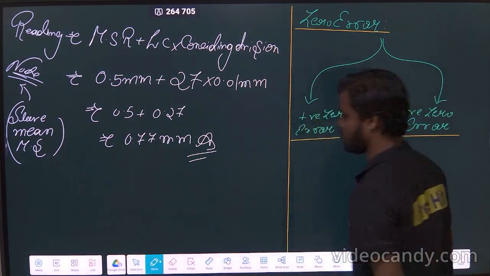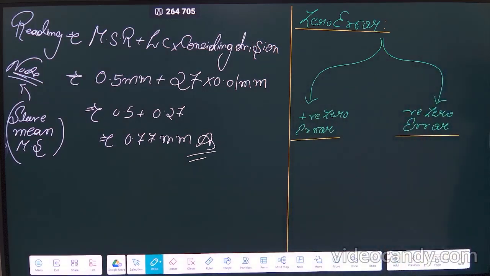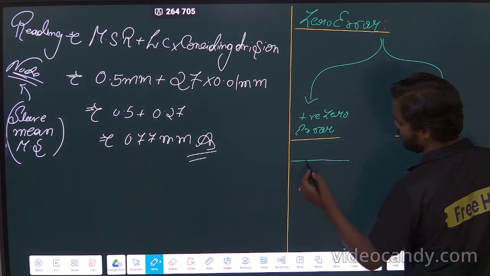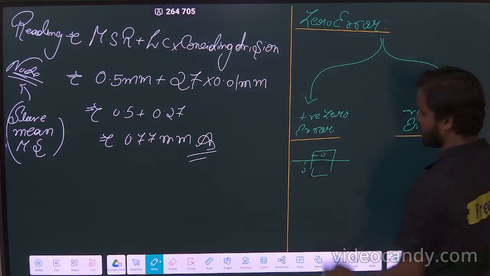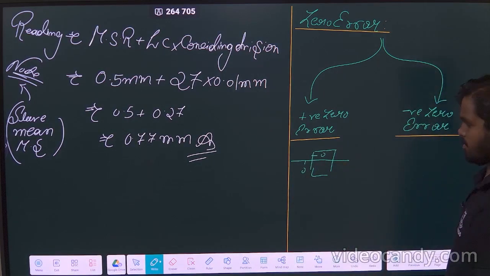Now, what is positive zero error? It means there is an extra reading. Suppose this is my main scale, the 0 is here and the vernier scale 0 is here. Means they are not coinciding with each other.